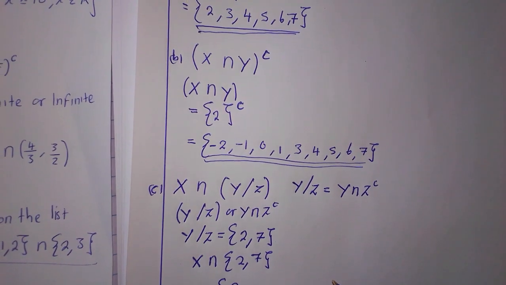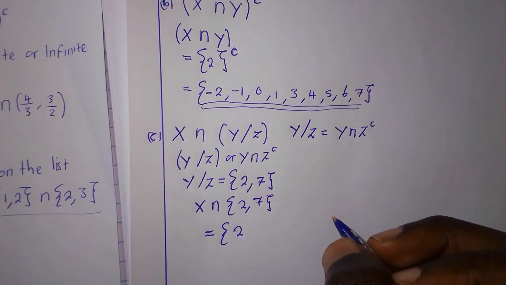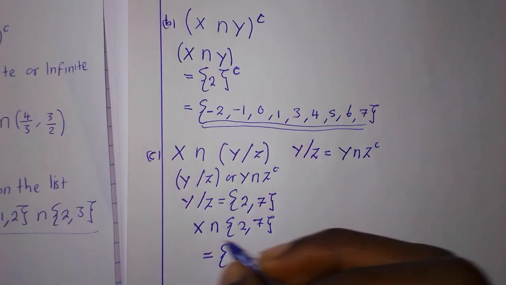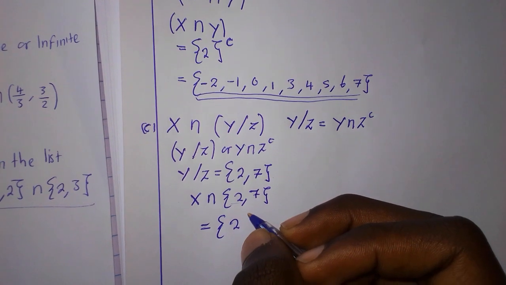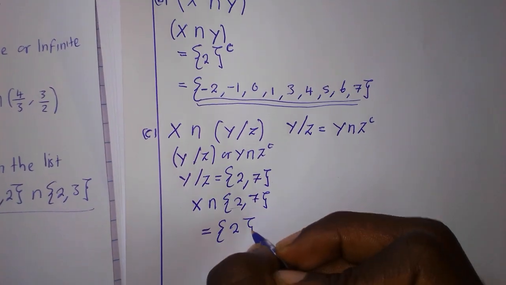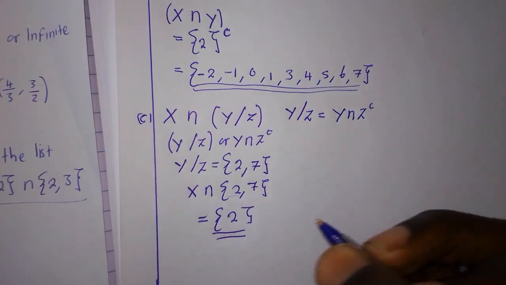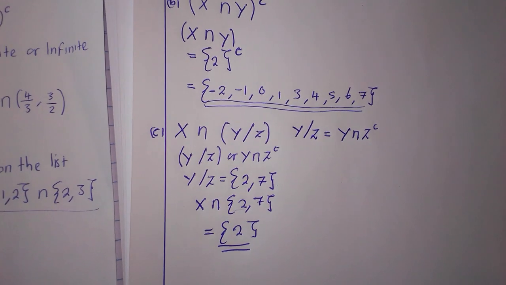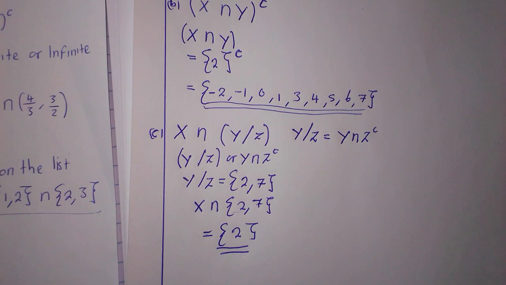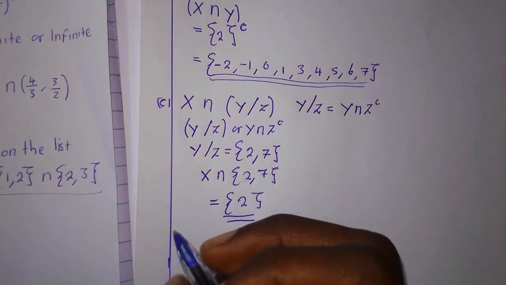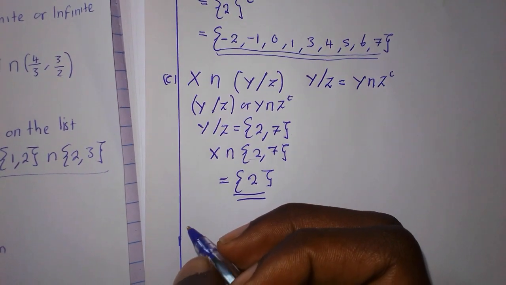We have a 7 in this particular bracket. But then in X, we don't have a 7, meaning this is the only number that we are going to find in that particular set. Okay, very simple. Then we get to D.